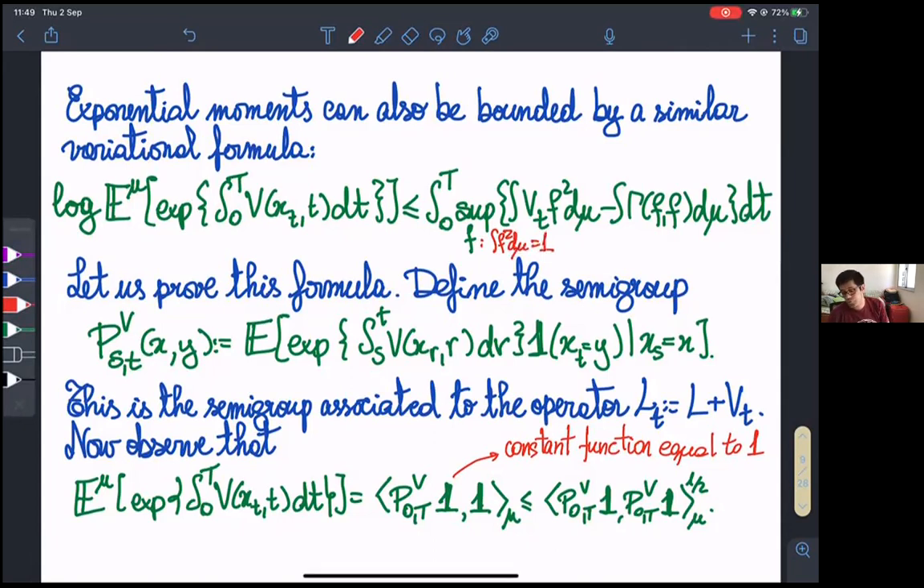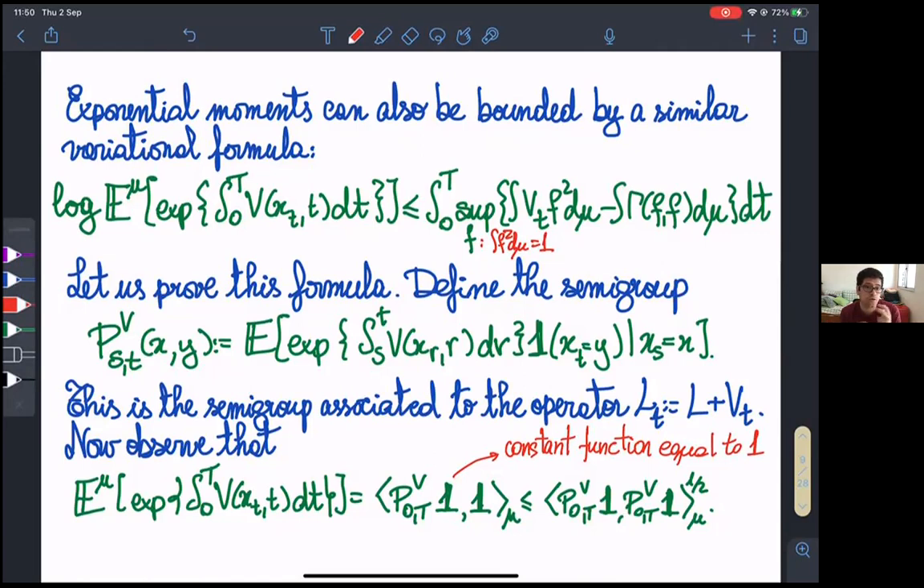Are functions which has L2 norm equal to 1. Okay, so if you're interested in it, there is a proof here. It's based on the Feynman-Kac formula, and the idea is that that supremum that is written there is actually the largest eigenvalue of the operator LT.